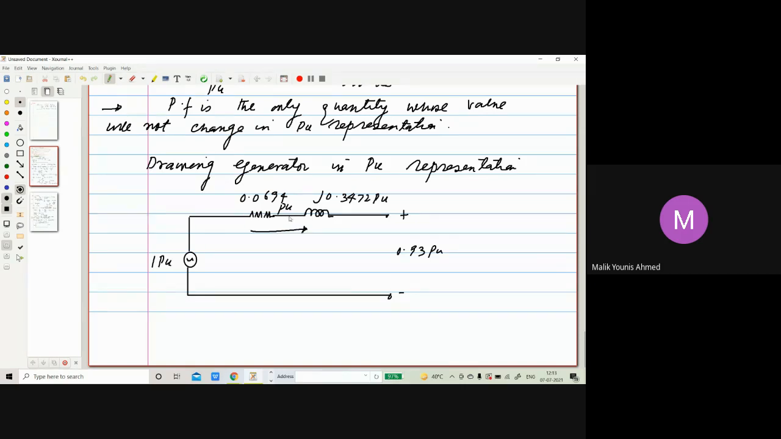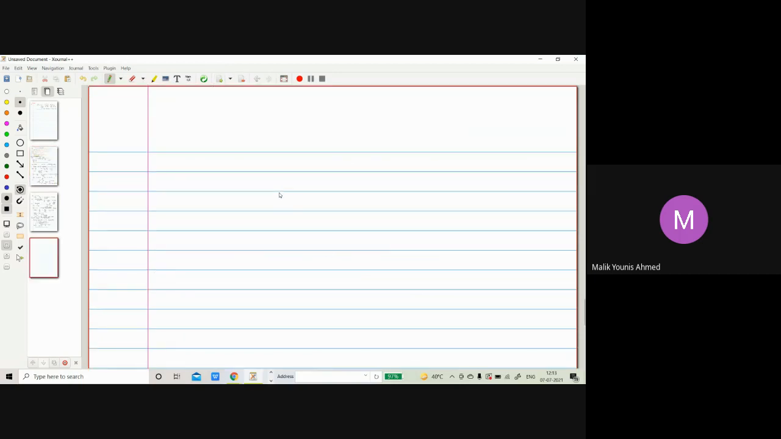And this value was what? Basically 10 by 20 per unit plus J 0.314 per unit. So power factor is again the same, 0.8 per unit. Let's check these values and you can draw this diagram. It's very simple.